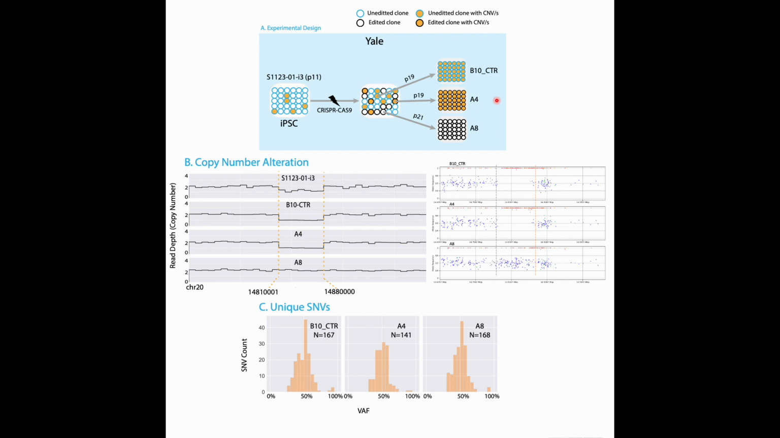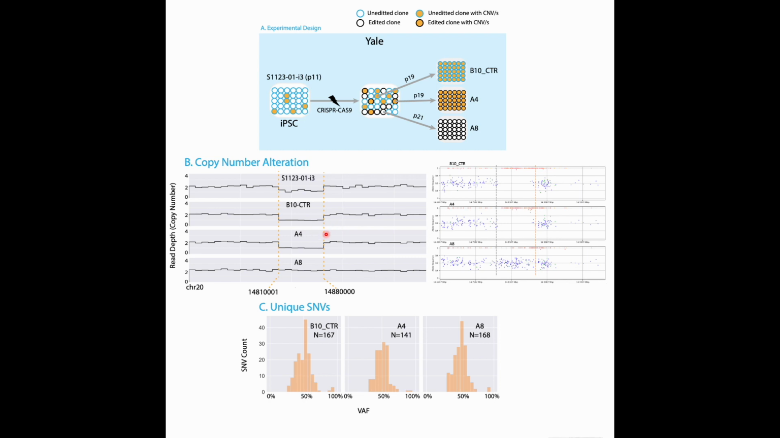To look for unintended edits for these samples, we looked at the copy number profile and we saw there is an abnormal event on chromosome 20. There is a deletion on control sample B10 CTR and edited sample A4, but the deletion was not present in the A8 sample. To confirm this event, we looked at their heterozygous SNPs in that region, and it confirms the event. We also looked at the overall SNP distribution for these three samples, and their allele frequency distribution is close to 0.5.